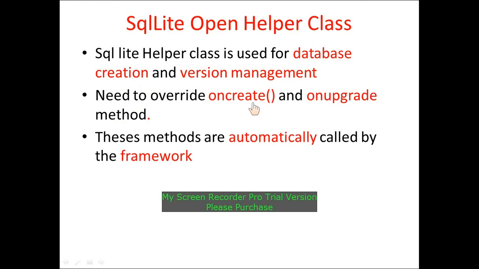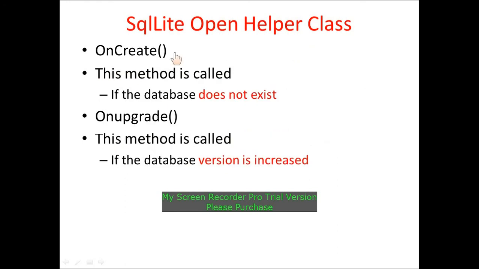So these functions are called automatically by the framework itself. So on create is called when your database is not existing. It will be called only once. So your database does not exist, on create will be called. So on create you pass on two parameters, the database name as well as the version name. So if you are starting with version 1, you'll have database name and you'll have the 1 as a version for the parameter.